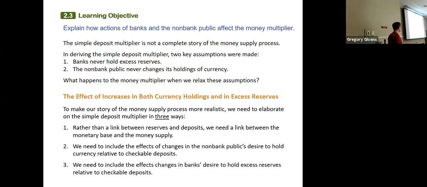Third, we want to include the effects of changes in banks' desire to hold excess reserves relative to their checkable deposits. How does that affect the money multiplier process? Again, recognizing that this decision to hold excess reserves can sometimes change dramatically when conditions in the economy change. I'm going to show you some actual data for the US economy that makes this crystal clear before we leave today.